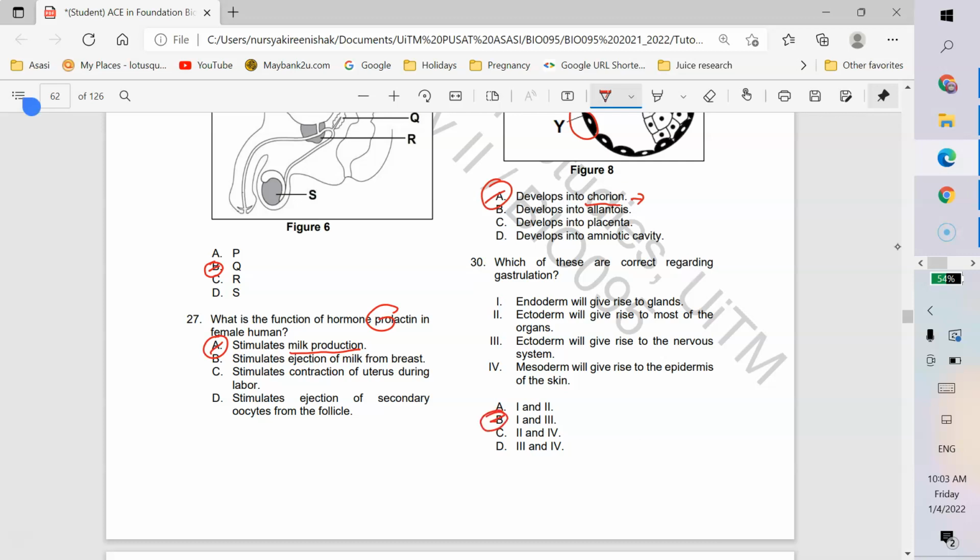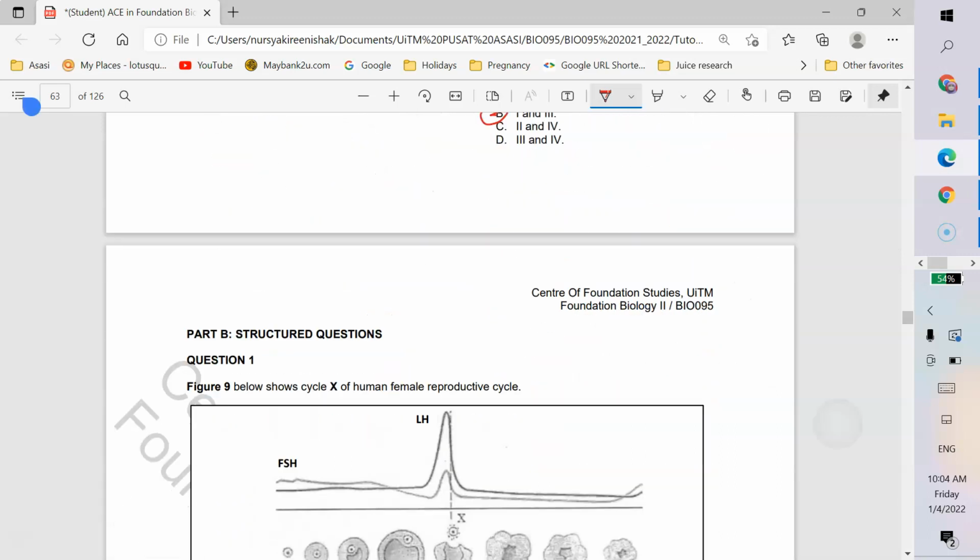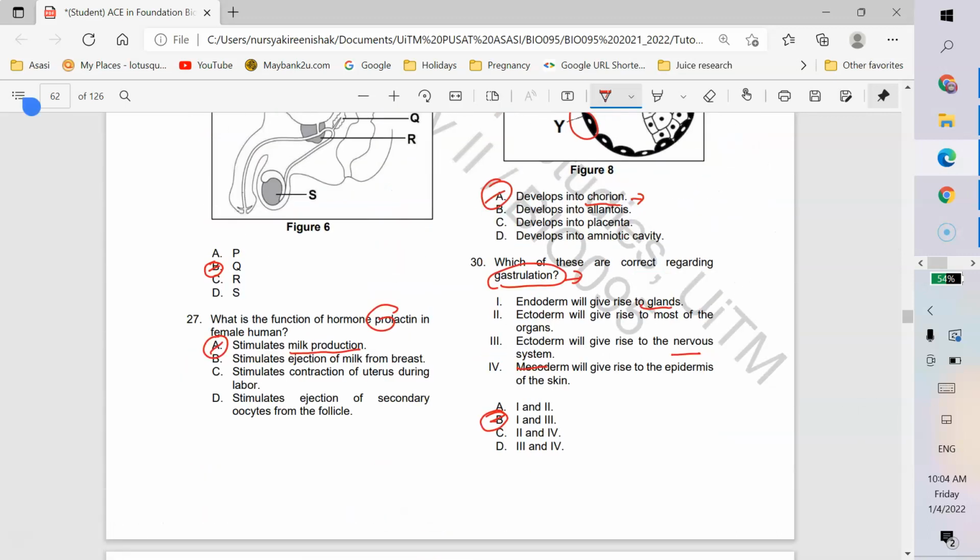1 dan 3. Endoderm will give rise to glands, and ectoderm bahagian lapisan yang luar will give rise to the nervous system. So gastrulation, you have to know that it involves the formation of 3 germ layers: ectoderm, endoderm, mesoderm. So these 3 tissue layers, you have to know what they will become. Okay, so tengok balik. Okay, habis. Alright, so that's the end of our discussion.